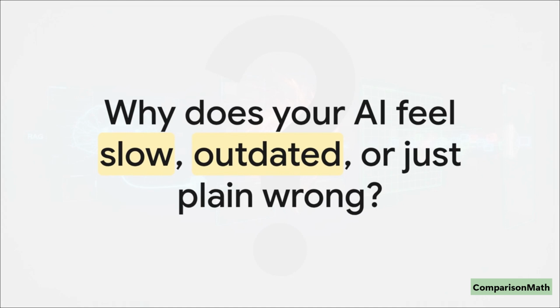So, you've probably felt this, right? You ask an AI about a recent event, and it just gives you this blank stare. Or maybe it feels super sluggish, like it's taking forever to think. Or, and this is the worst one, it gives you an answer that sounds completely confident, but is just totally made up. Well, all those frustrations, they almost always come down to one thing: the AI's core architecture.